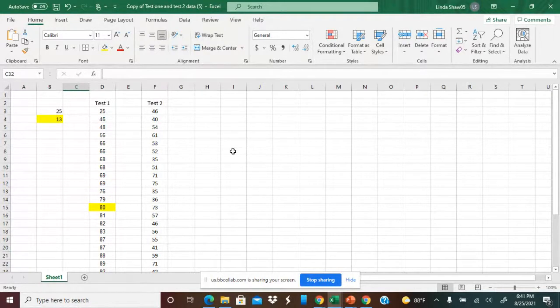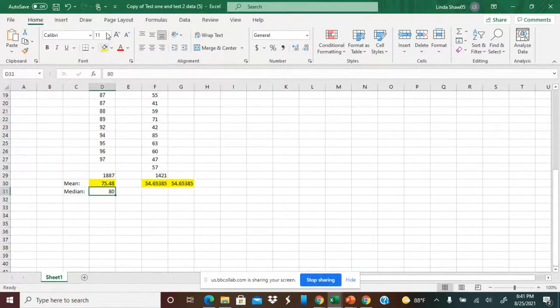And of course, notice that the median and mean are not the same thing.